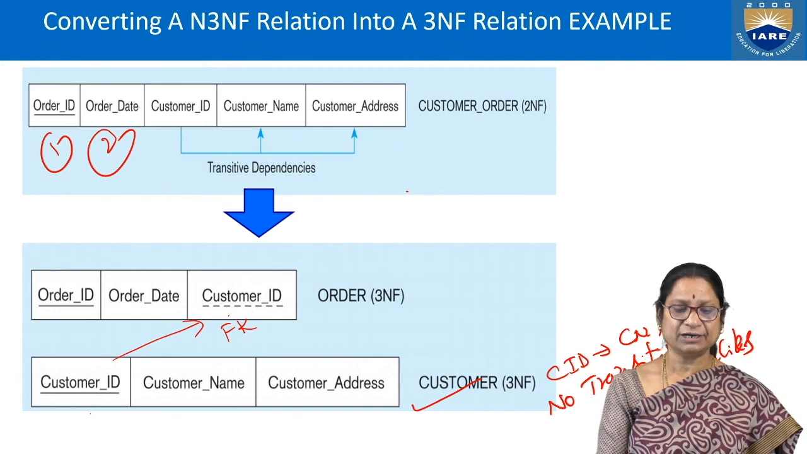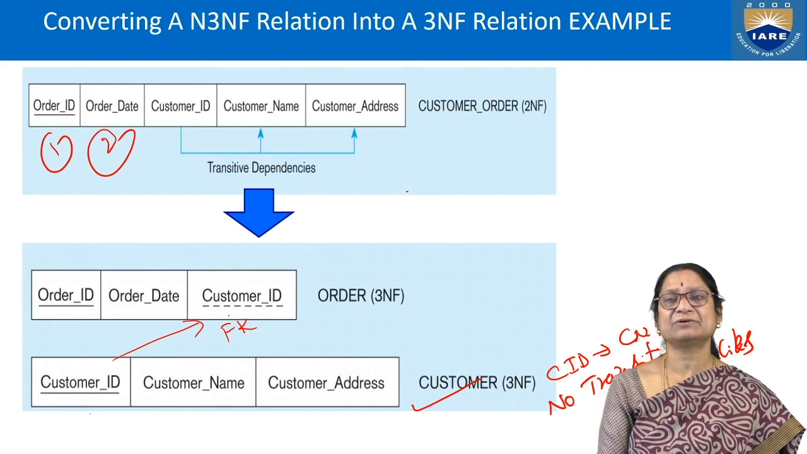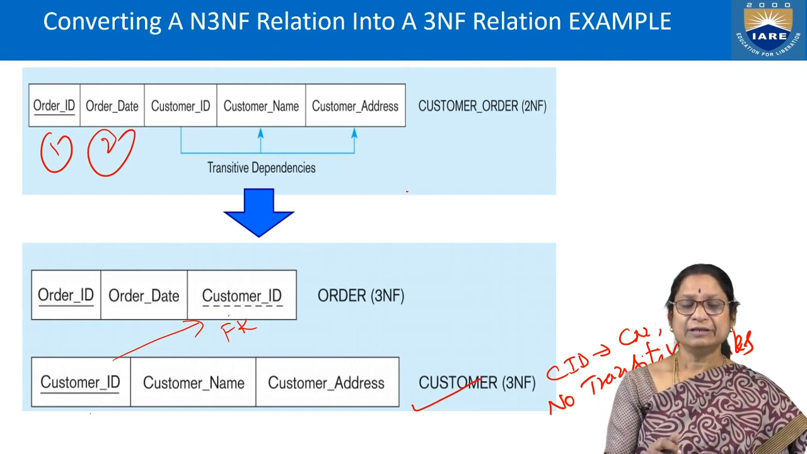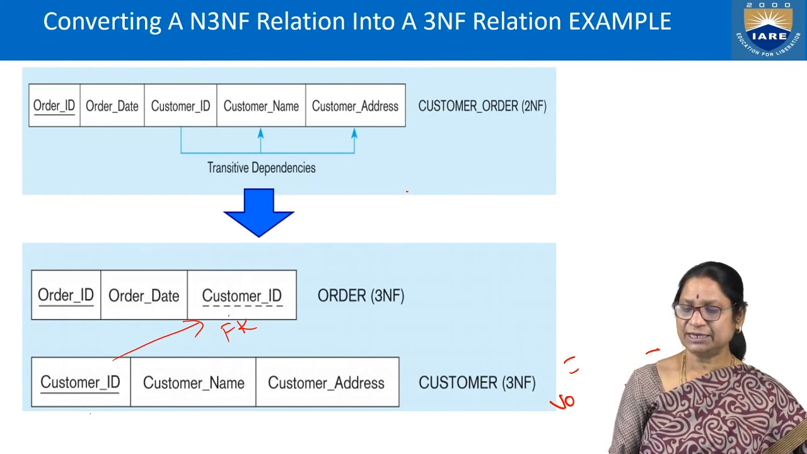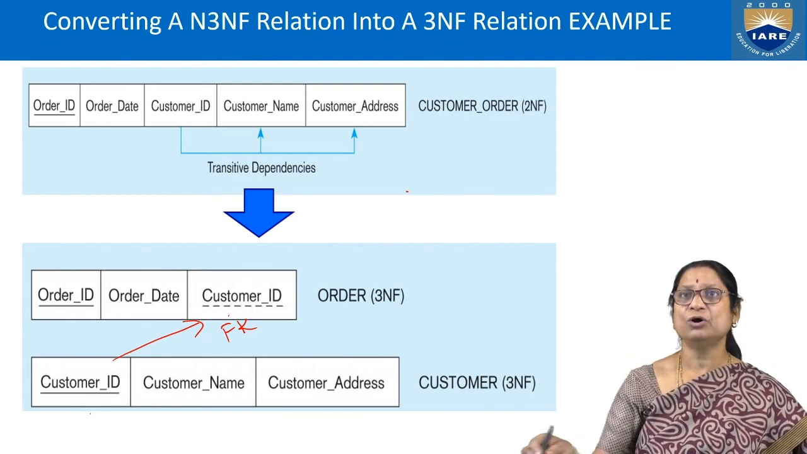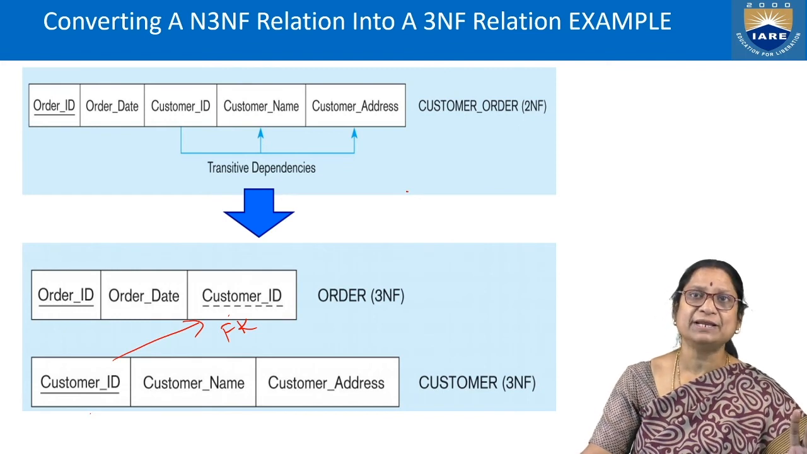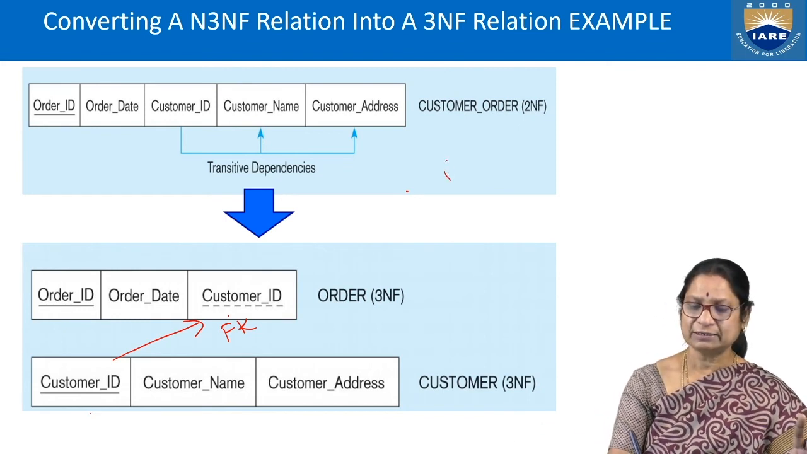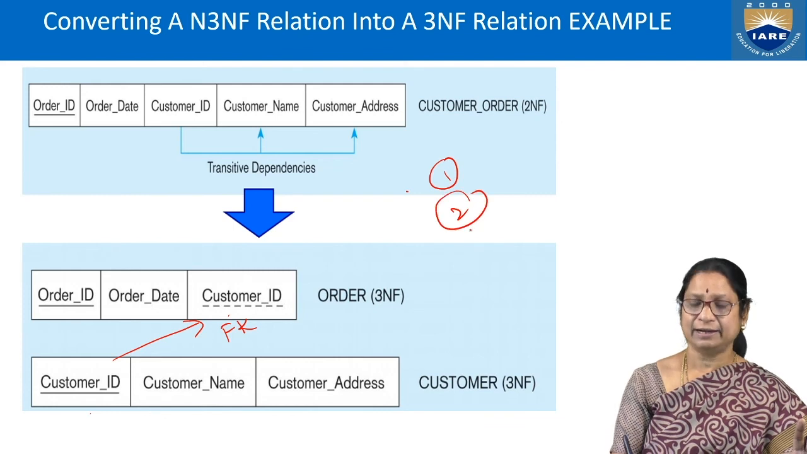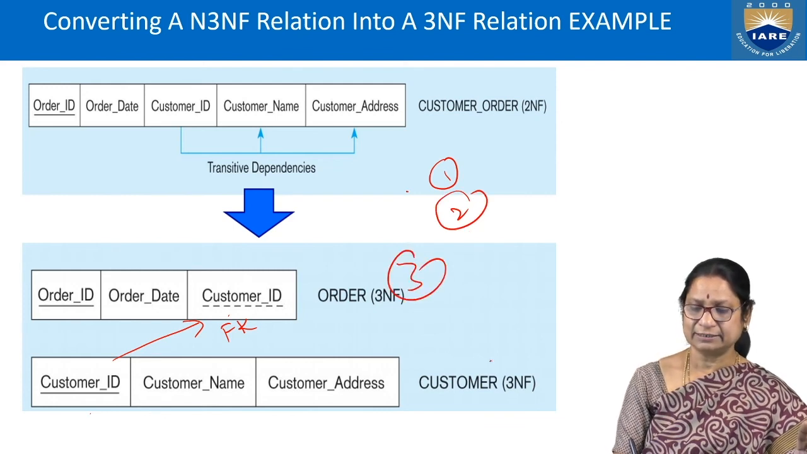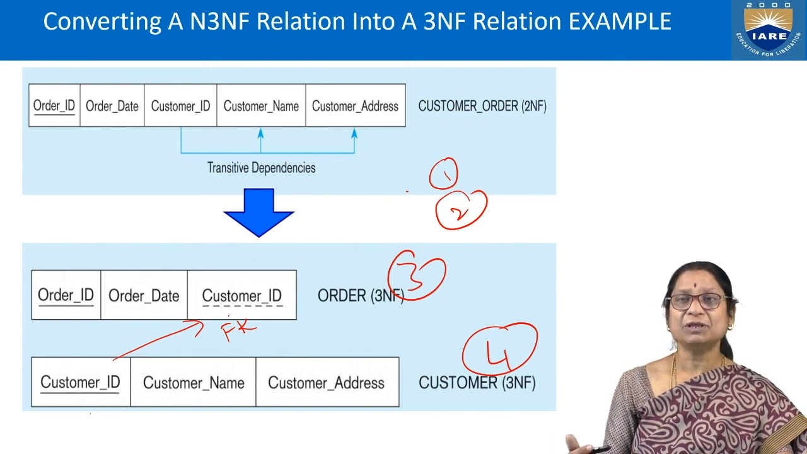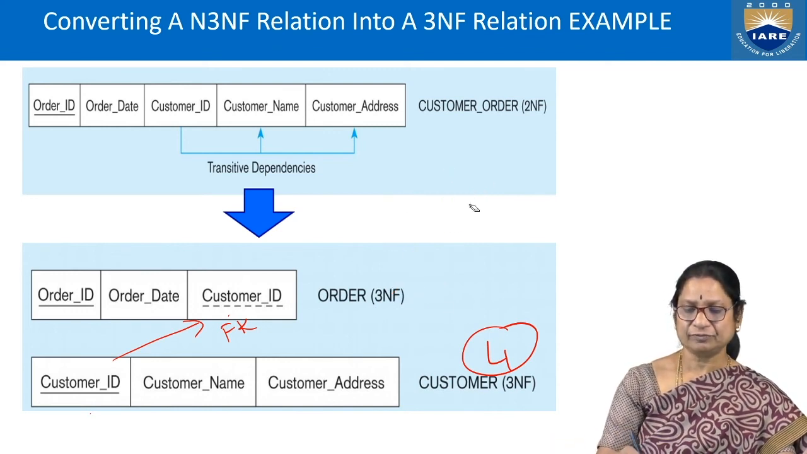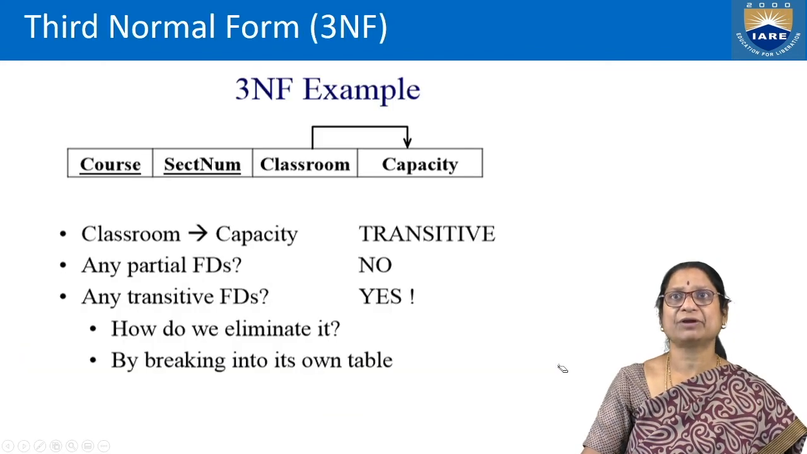Order ID determines order date, and customer ID determines this, preserved. Now all these are in 3NF. That means the original invoice relation is decomposed into a total of 4 sub-relations. 1 and 2 I have shown in the previous slide, and here this is 3 and this is 4. 4 sub-relations are generated. All of them are in 3NF.